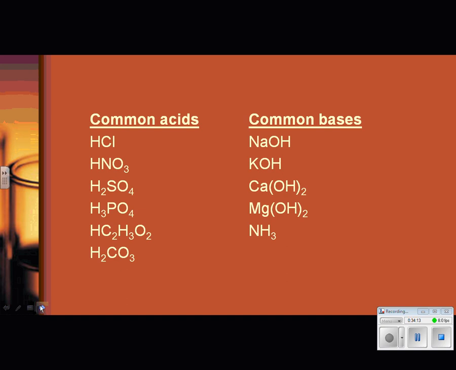So these are your common acids and bases. You have HCl as hydrochloric acid. You have HNO3 as nitric acid. You have H2SO4 as sulfuric acid. You have H3PO4 as phosphoric acid. You have HC2H3O2, which is acetic acid. And you have H2CO3, which is carbonic acid.